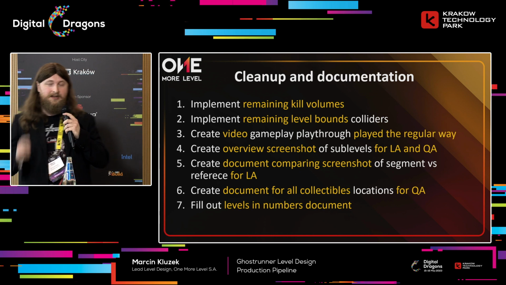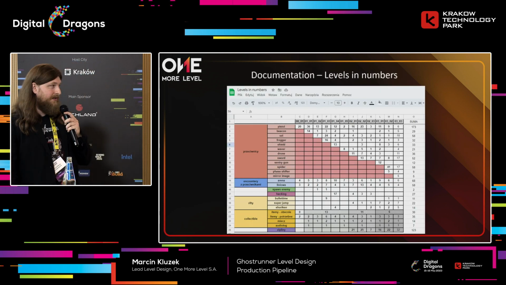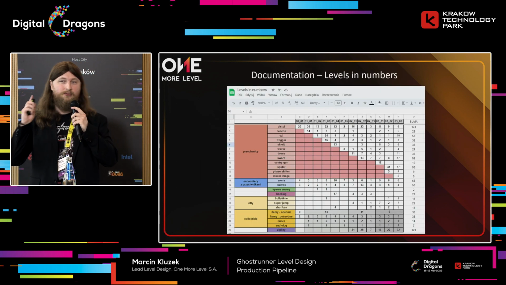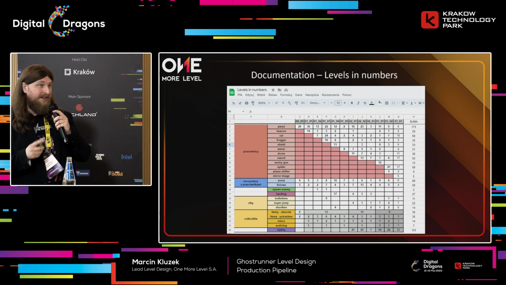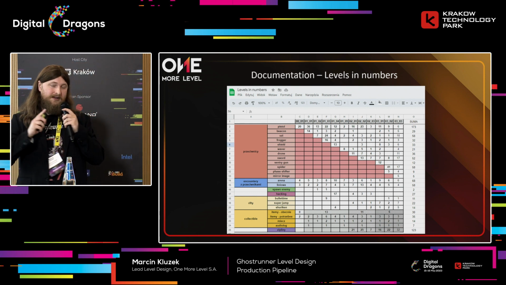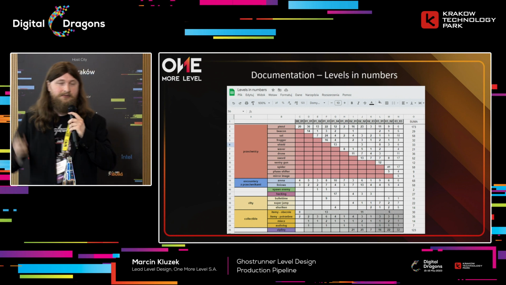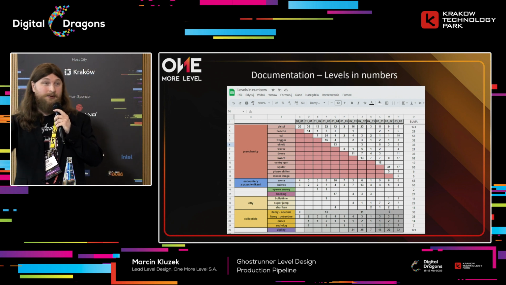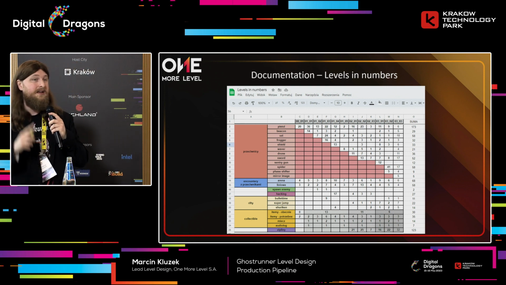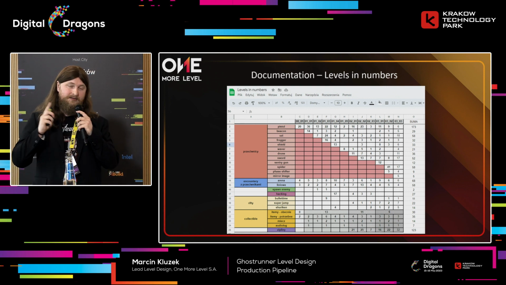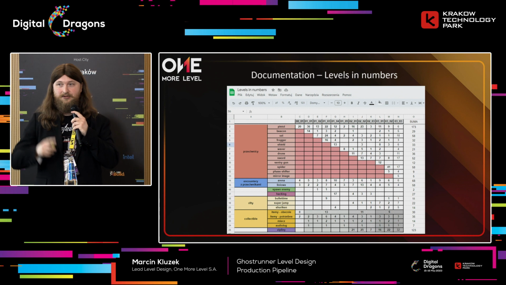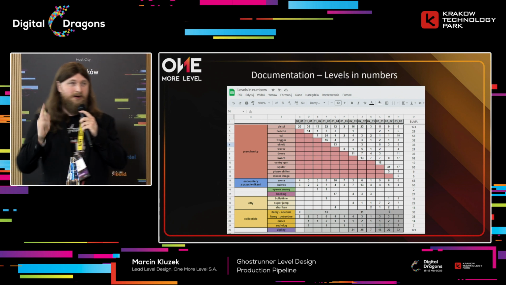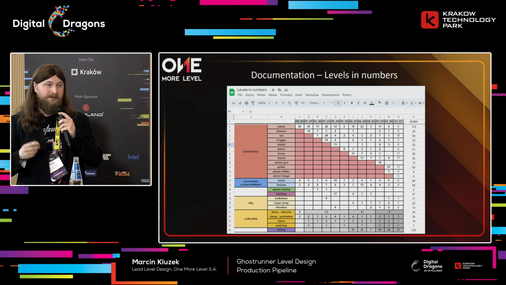Other than that, we have the levels in numbers document. This is the levels in numbers document from Ghostrunner 1. The levels in numbers document is a document where we put in all the numbers of enemies present in levels. So in this level we have this number of enemies, in this level we have this number of enemies, particular types. In this level we have particular numbers of objects, gameplay objects, of collectibles or power-ups and so on, or whatever you may find.